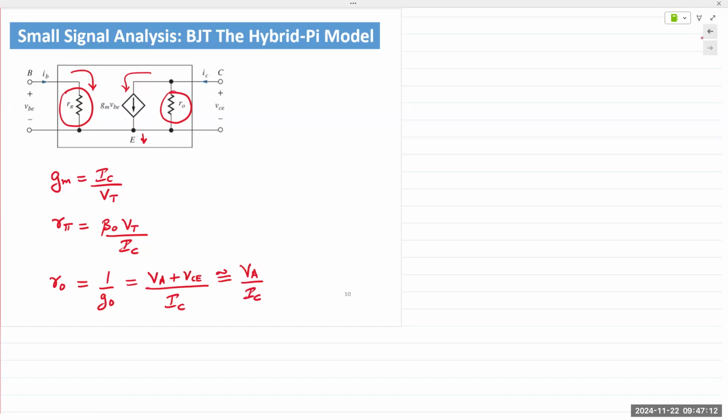But other than that, we'll end class here today. And then the one final thing remaining is we'll look at an example in the last week, with regards to the small signal model.